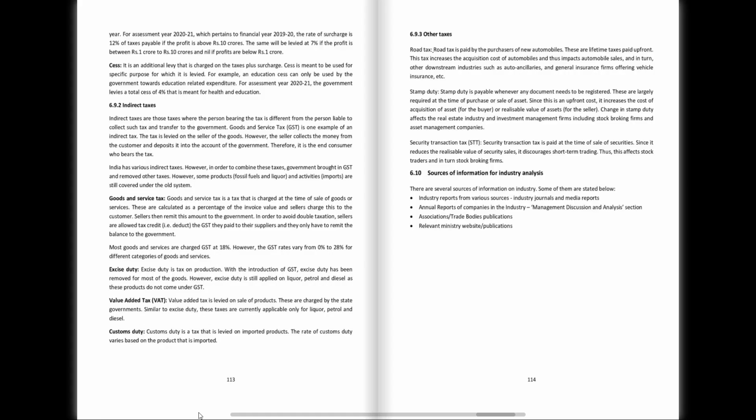Sources of information for industry analysis. There are several sources of information on industry. Some of them are stated below. Industry reports from various sources, industry journals and media reports. Annual reports of companies in the industry, management discussion and analysis section. Associations/trade bodies publications. Relevant ministry website/publications.